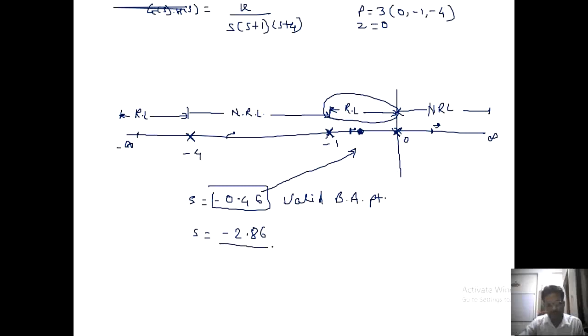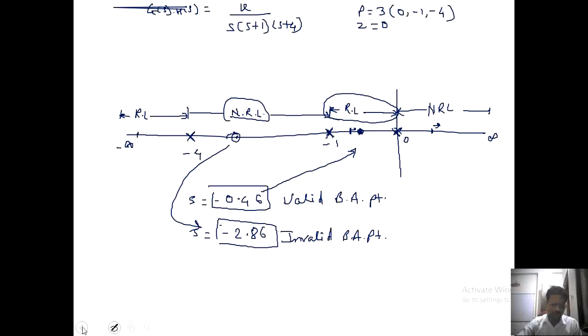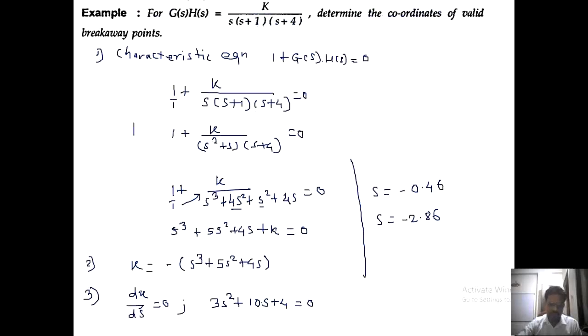Okay, now check minus 2.86. Minus 2.86 comes in between minus 1 to minus 4, because we have the regions minus 1 to minus 4, 0 to minus 1, then minus 4 to minus infinity. So if we place this value, it may come between minus 2 and minus 3, so minus 2 point something. Suppose here, this is a non-root locus region, so this value is an invalid breakaway point.